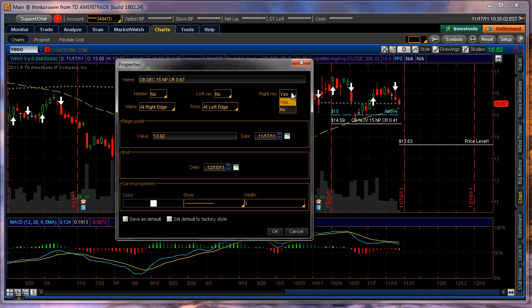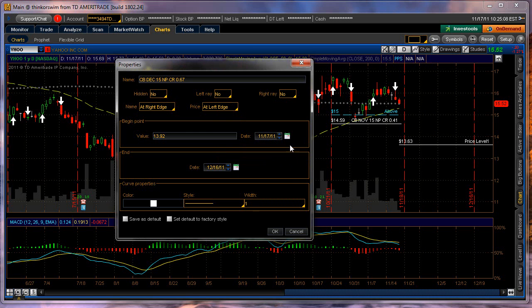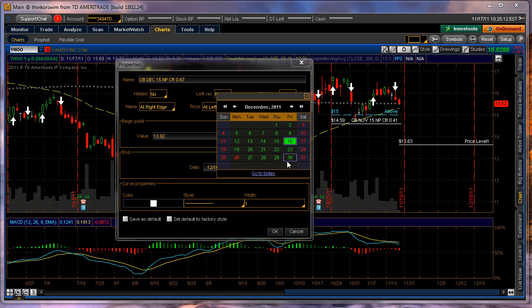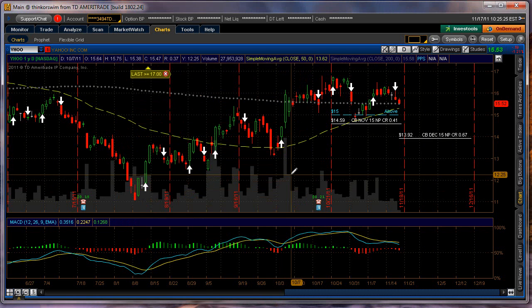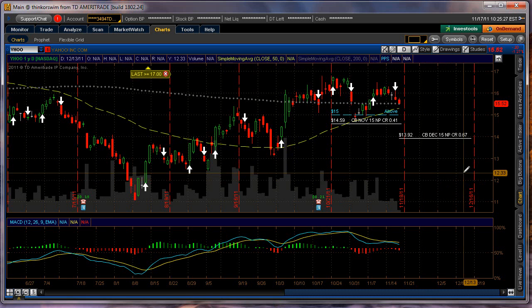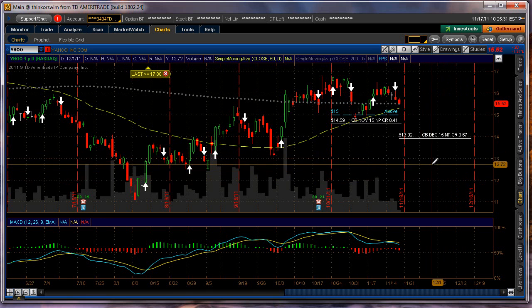And then we'll turn off the right ray, and we'll make this line stop at December expiration, which is the 16th. Now, a lot of you guys know that when you pull up this calendar, this highlighted date is the monthly expiration date. So go ahead and click on that. And I think pretty much that should do it. Let's see if that looks the way that we want it to look. All right, so on Yahoo, our cost basis is going down, which is pretty cool.